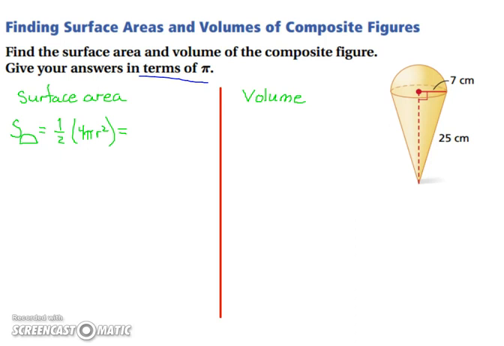Let's start with the surface area of our hemisphere. Since we don't need to deal with our great circle, the surface area is just going to be 1/2 of 4 pi r squared. So our radius is 7, so we can substitute that in. So 1/2 of 4 is 2, so we need 2 times pi times 7 squared. And that is going to give us 98 pi centimeters squared.